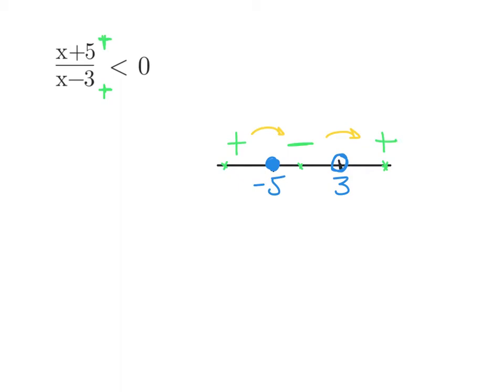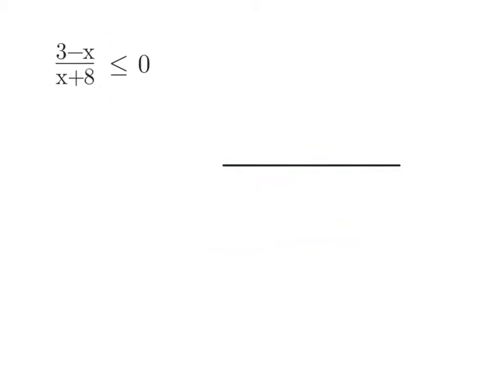Then, when is this fraction less than 0? Well, when it's negative. So when x is in between -5 and 3. A similar fraction, 3 minus x over x plus 8 being less than or equal to 0.